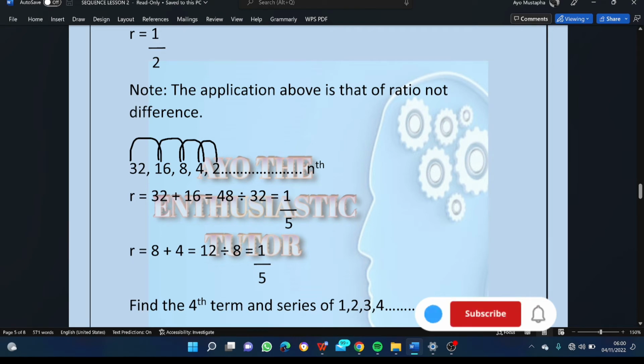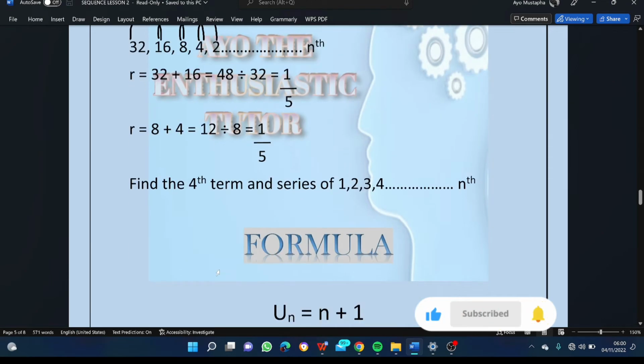Same thing is applicable to 8 plus 4. It gives us 12. Then we divide 12 by 8. It gives us 1 over 5. And that's how we arrive at our ratio. I believe we are following.